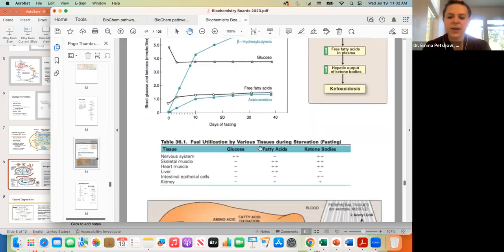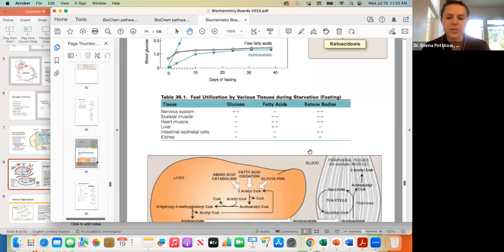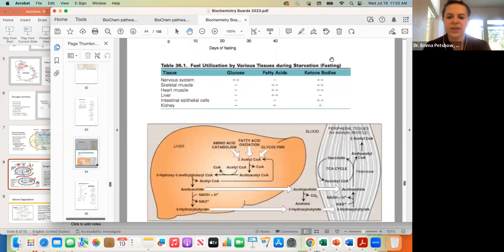And if you look at who can use these tissues during a starvation or fasting state, the nervous system and the brain primarily use glucose because glucose is their main form of fuel, but they can use ketone bodies if needed. They are not able to use fatty acids. The rest of the tissues, skeletal, heart, liver, kidney, can use fatty acids in a starvation state, and they will. They will let all the glucose go to the nervous system.